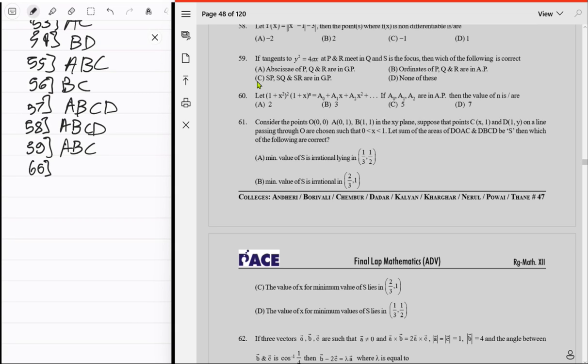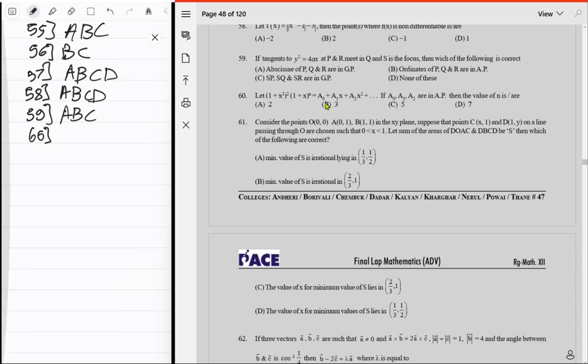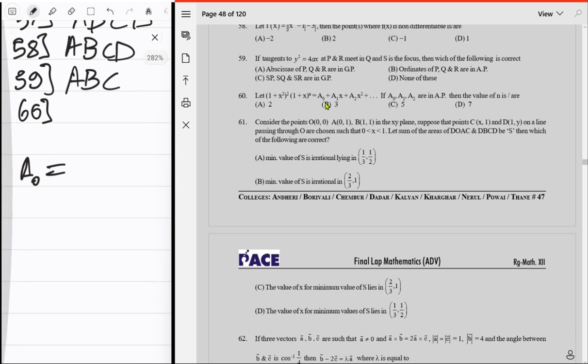60 is like this. Polynomial, fine. If A is 0 and AP and the value of N is A0 to easy, just put X equal to 0 over there, just get. So what is A0? I mean, can't be that hard, right? A0, X equal to 0 put here is just 1, okay.